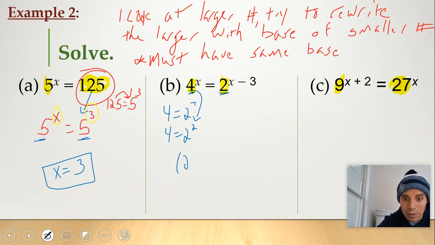But notice here, we have 2 squared, but we still have that exponent of x on the outside. So I have to raise it to an exponent of x. These are why your exponent properties are so important, because you have a power raised to another power here.